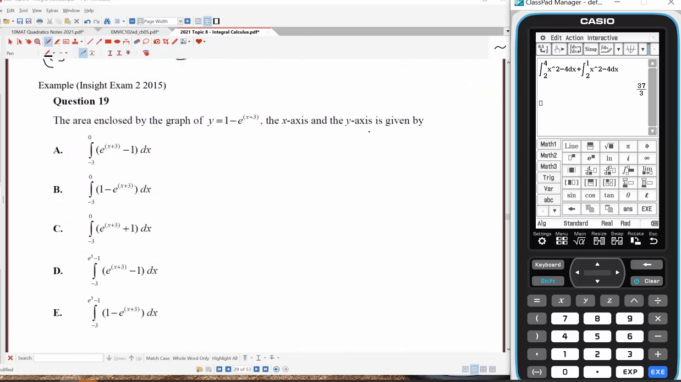All right, so let's go through a couple of old exam questions just to see how it's tested. The area enclosed by the graph of y equals that, the x-axis and the y-axis is given by one of these statements here. Okay, so the area, the actual area, not the signed area. So the first thing we need to do is probably sketch this.